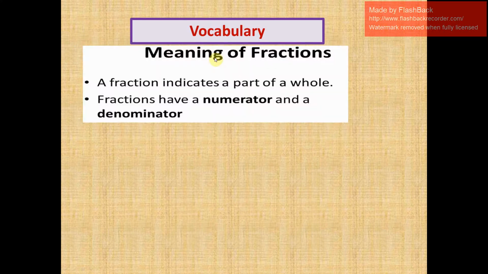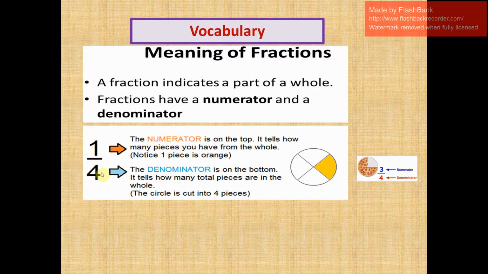Let us talk about the vocabulary you need in this lesson. The meaning of a fraction indicates a part of a whole. Fractions have a numerator and a denominator. Look at this fraction, 1 over 4. We call the top number the numerator. It is on the top. It tells how many pieces you have from the whole.